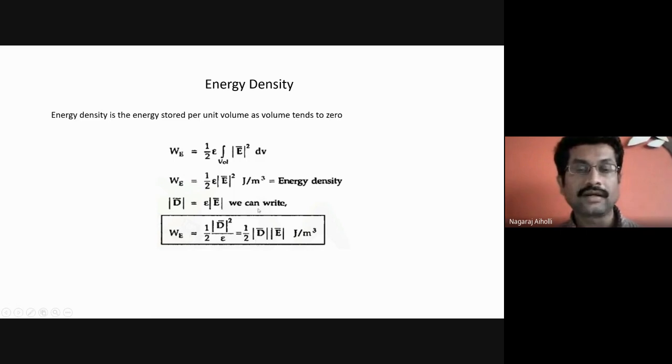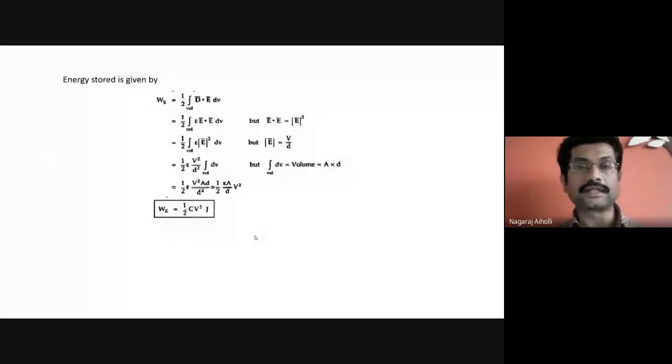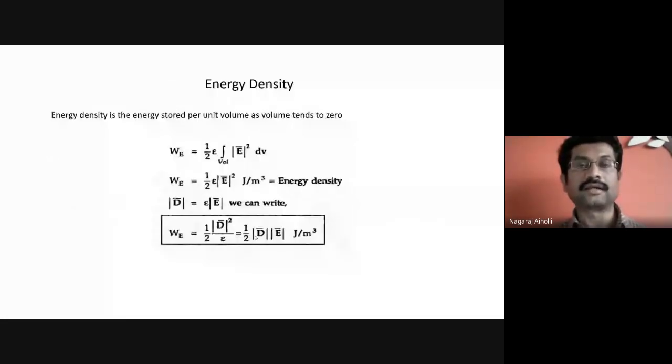Okay. Understood here, students, this derivation for the energy stored in a capacitor and energy density? Any difficulty here? Anything not understood in this derivation? Yes, please. You can ask. If you have not understood, I will tell it once again.